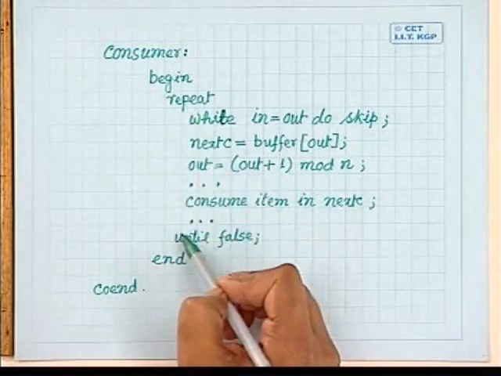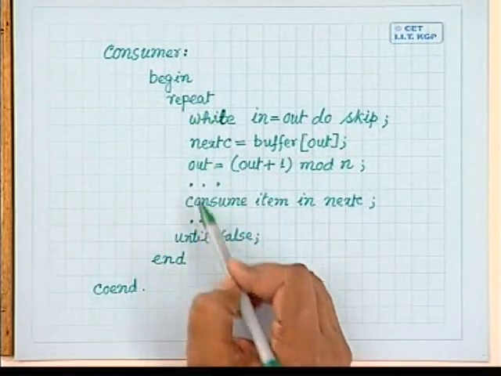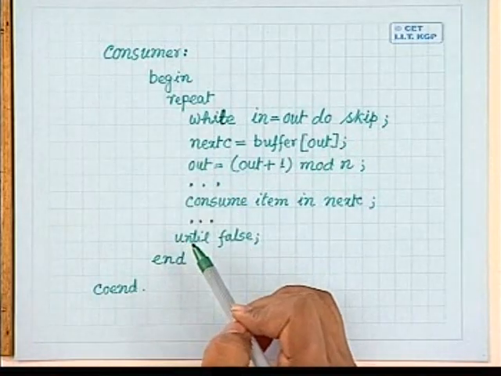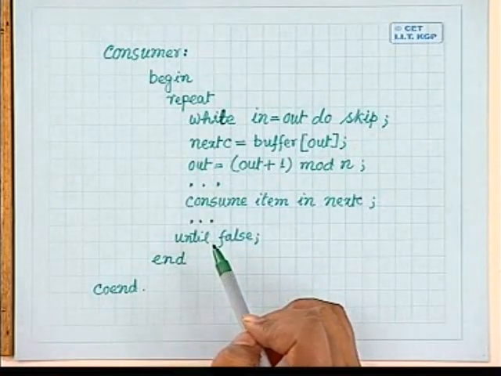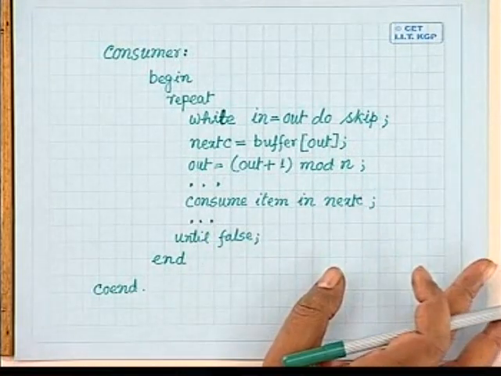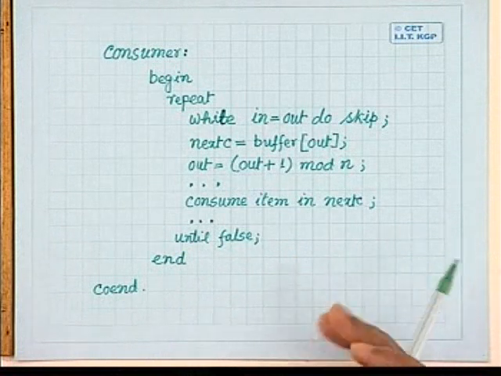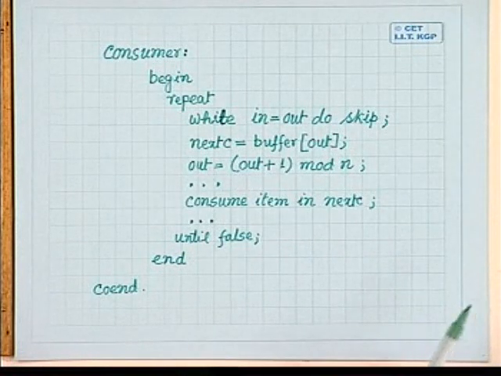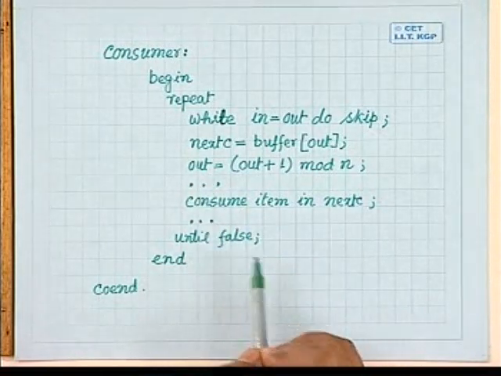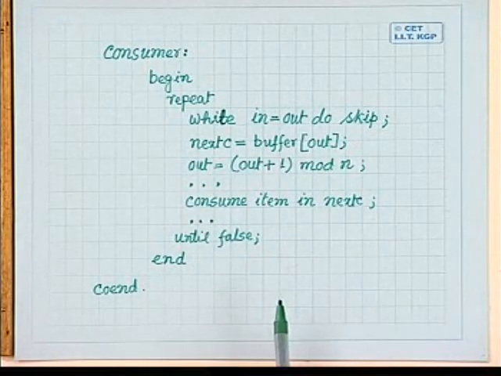You find that both these processes have been kept under a repeat until false structure. So we assume that the producer process goes on indefinitely, and the consumer process also goes on indefinitely. The producer process goes on producing items, putting them into the buffer whenever some location in the buffer is free. Similarly, the consumer process goes on consuming items from the buffer whenever there is some item in the buffer. So with this, writing the producer and consumer processes in the form of a co-begin co-end construct is very simple. However, if you study this algorithm, you will find that there is a flaw in it.